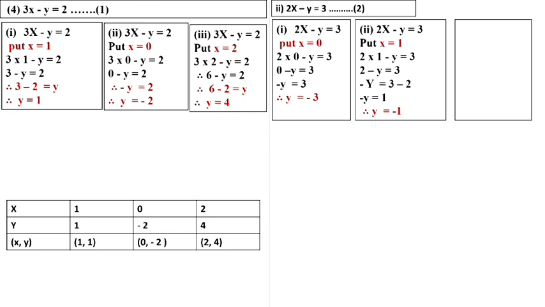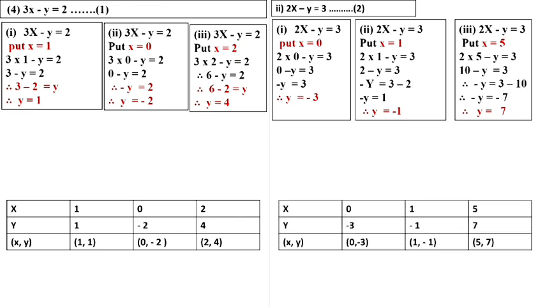Now the third one, 2x minus y equal to 3. Put x value as 5. 2 fives are 10. So minus y will go to the right side and become positive y, and 10 minus 3 is 7. Minus minus cancels and becomes positive 7. Substitute the values in the table to draw the graph. Now let's move to the next slide to draw the graph.